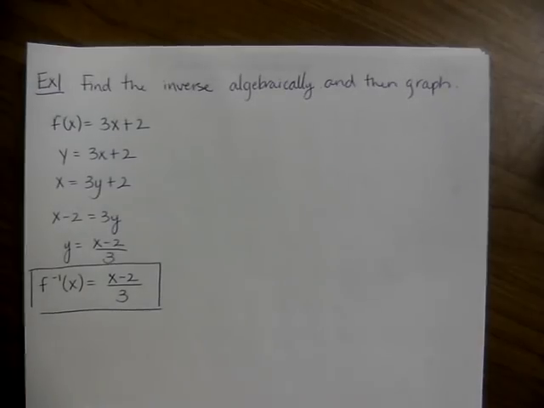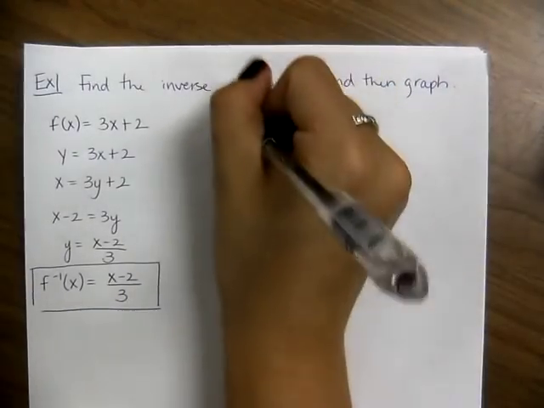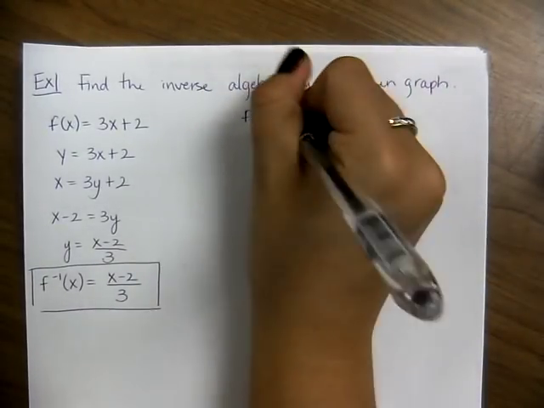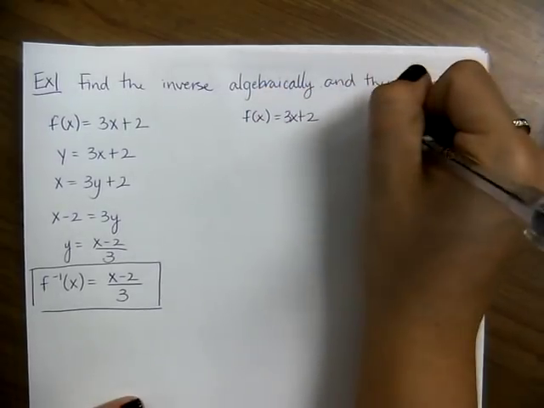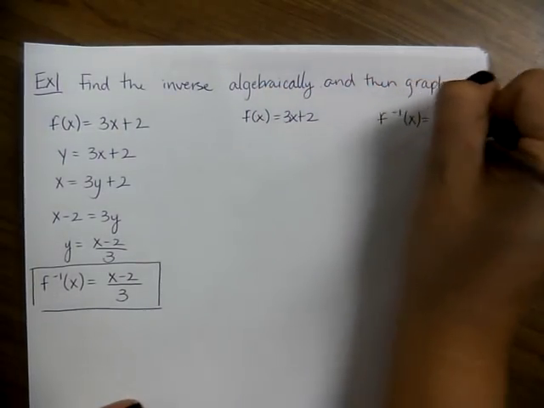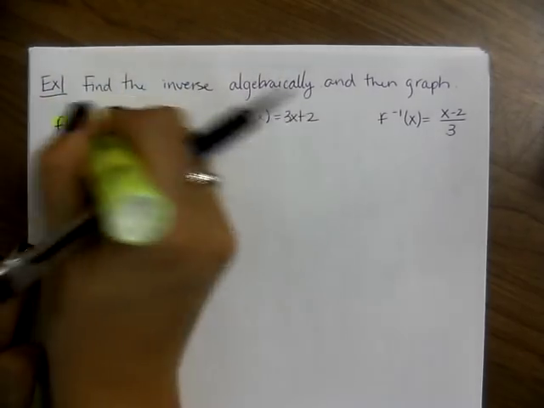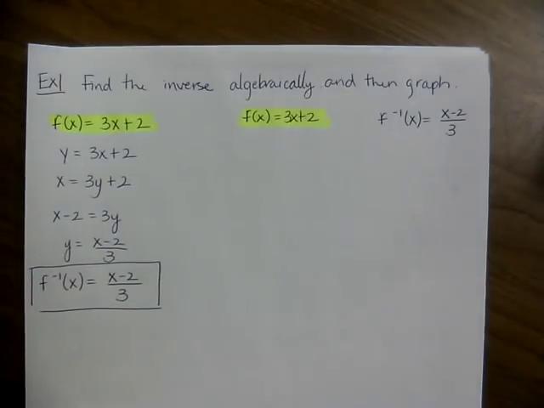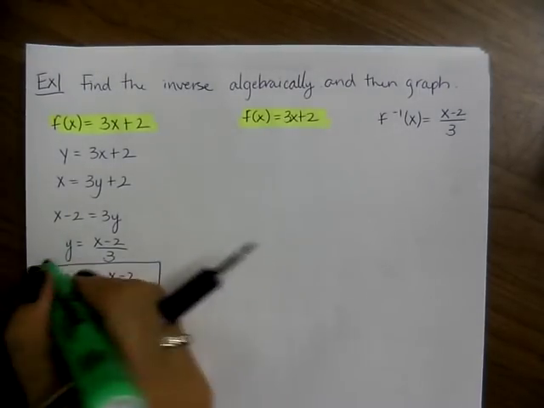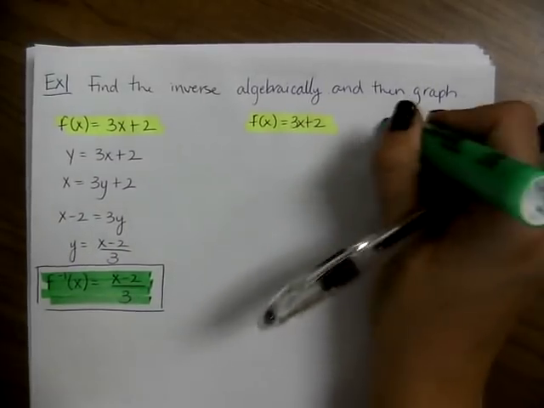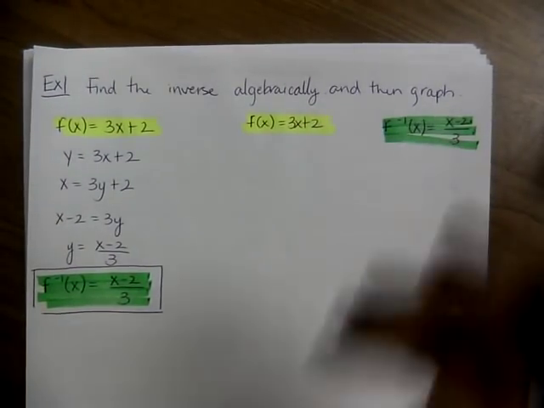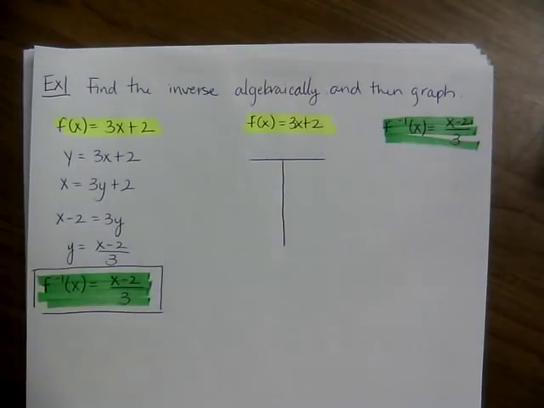Okay, now what we're going to do is graph this. I know it's a line, so it's super easy to graph, but just for fun, we're going to make a table. So we're going to make a table for f of x, which was 3x plus 2, and a table for the inverse of f of x, which was x minus 2 over 3. Let's just go ahead. This looks great. Okay, so now I think you know how to make a table, but we'll just go through it just in case. So let's say I'm making the table for f of x.